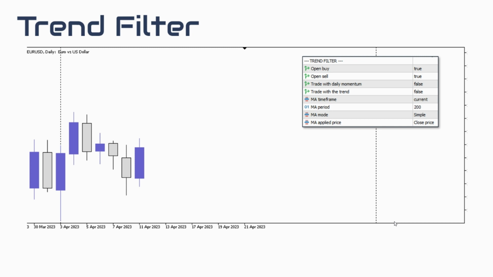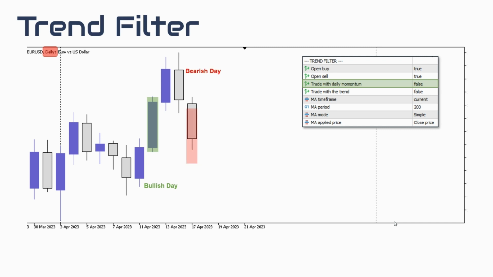The trend is your friend. Step Ahead will allow you to take only longs or shorts manually. It also includes two trend filters. The first one is the daily momentum filter. You can set trades based on the previous day's momentum if activated. If the previous day is bullish, only buy trades are taken. If the last day is bearish, only sell trades are taken.